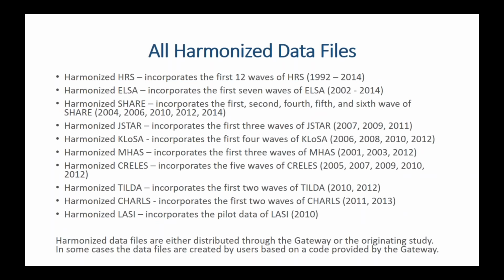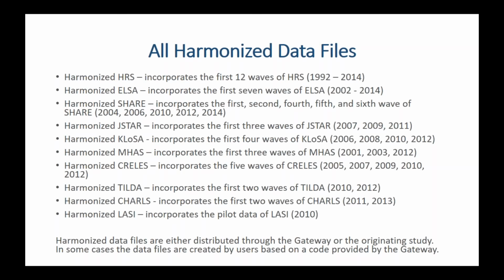So currently, here's all our harmonized data files. We have a harmonized HRS, which is a supplement to the RAND HRS. So it's variables which are not included in the RAND HRS, and it incorporates the first 12 waves of the HRS. And then going from there, we have harmonized data from England, from Europe and Israel, from Japan, from Korea, from Mexico, from Costa Rica, from Ireland, from China. And we have from the pilot version of the Indian data set, the LASI, we have harmonized LASI. And the harmonized data sets are either distributed through the gateway or by the originating study. And in some cases, the data files are created by the users based on the code provided by the gateway.